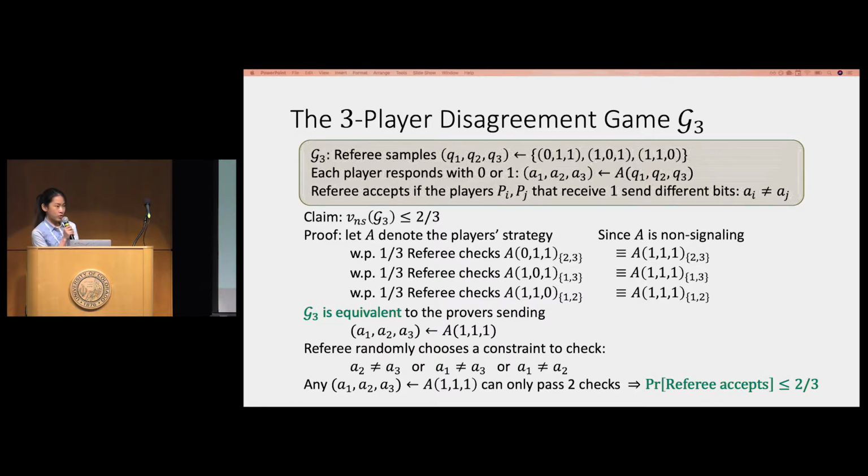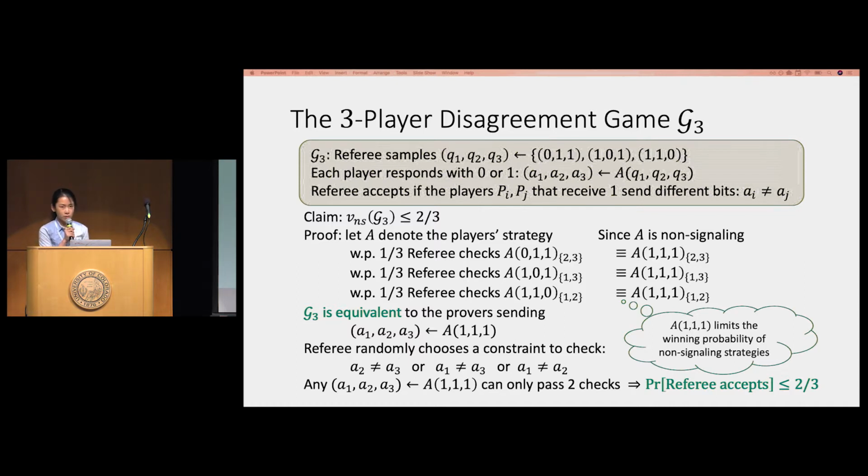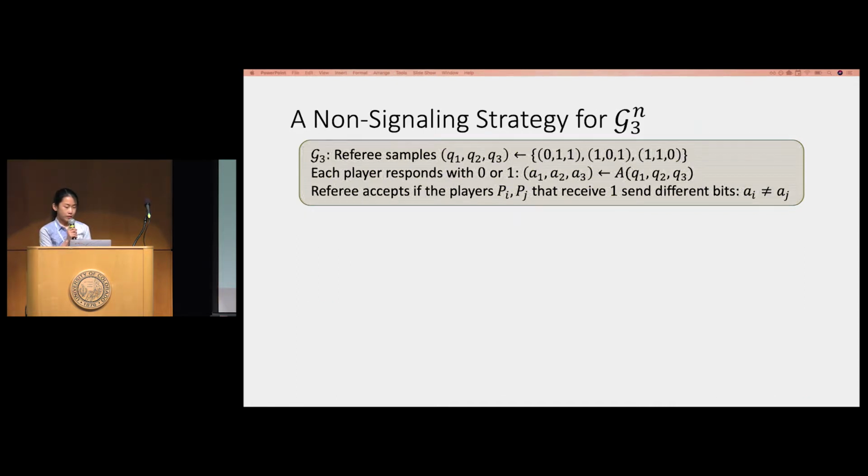So you're probably starting to think, well, the interesting thing here is that we had this distribution A111 that, at least for this game, somehow seems to limit the winning probability of non-signaling strategies. And this will be important to keep in mind when we try to construct a non-signaling strategy for the n-fold repetition. So we have now this disagreement game, which is non-trivial to win by a non-signaling strategy, and we want to think about its n-fold repetition.